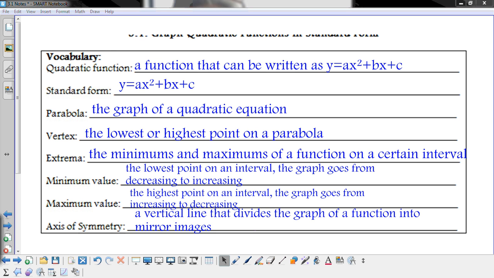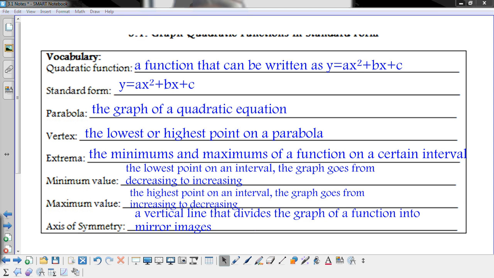All right, so quadratic functions, there's actually 3 forms of them, and today we are just going to look at standard form, which is y equals ax squared plus bx plus c. So the first two kind of look like the same thing, but standard form is the actual equation, and then a quadratic function can be written as, technically, anything with an x squared is a quadratic function.